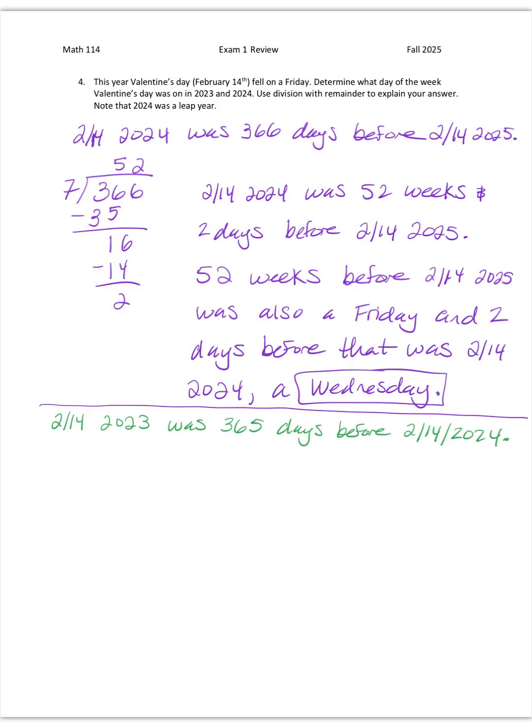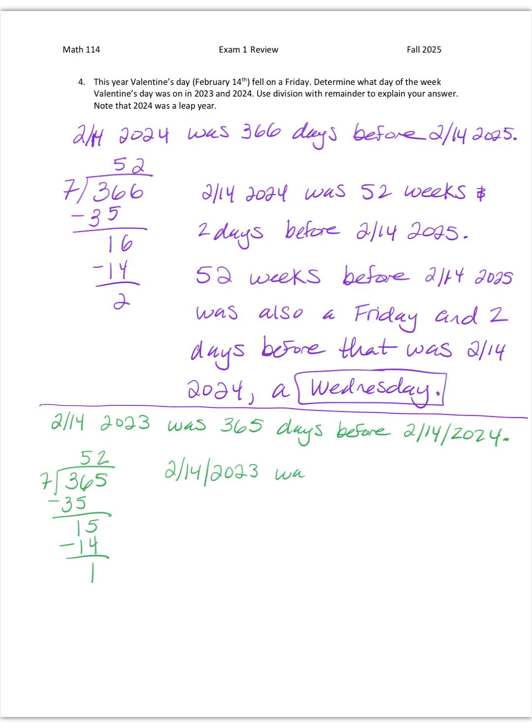So I want to know, I'm going to do my division, 365 divided by 7. How many weeks and how many days? So 7 goes into 36 5 times. We have 35, subtract. We get 1, bring down the 5. 7 goes into 15 twice. 2 times 7 is 14. Subtract. Remainder is 1. So now, instead of saying it was 365 days before, we can say it was 52 weeks and 1 day before.